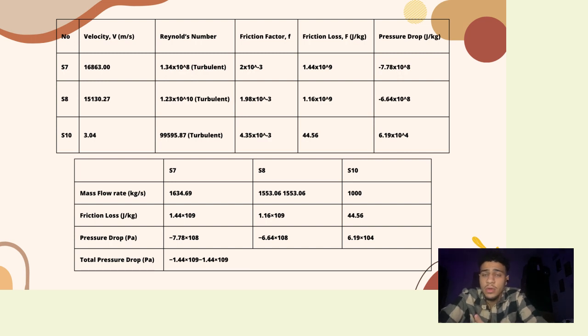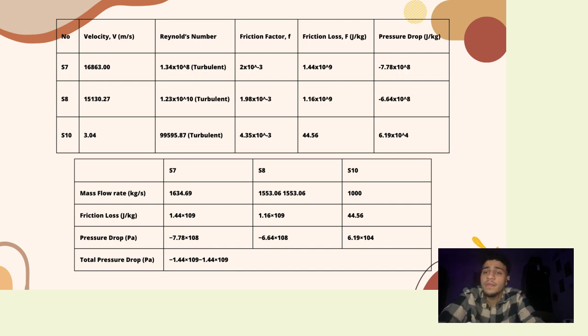Then we calculate the velocity. The velocity can be calculated through the formula of mass flow rate, Q is equal to AV. We can rearrange the formula to get the value of the V. But first we have to convert the mass flow rate from kg per second to meter per second and then get the velocity.